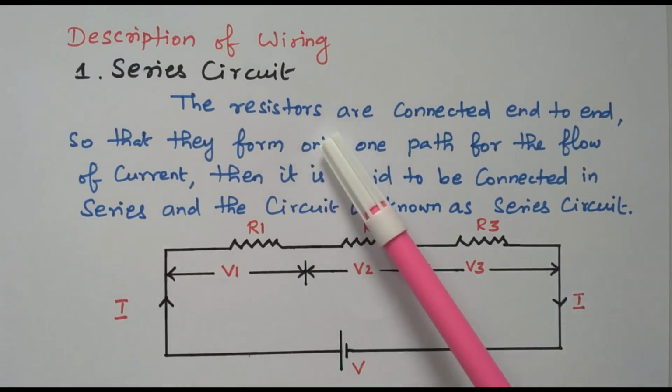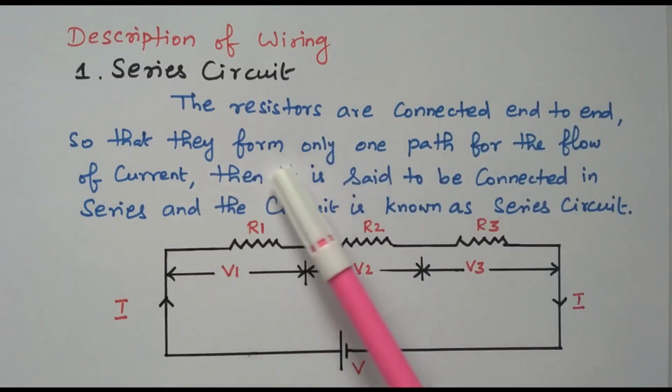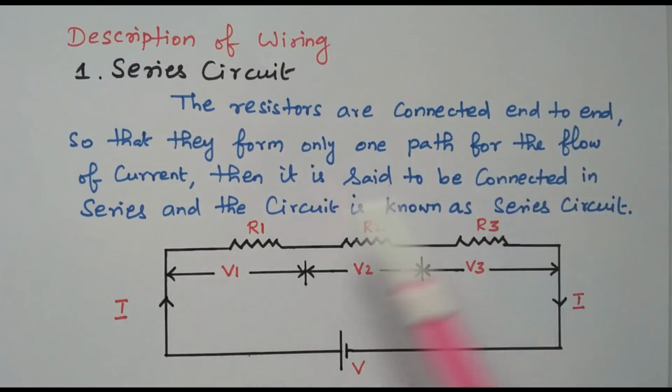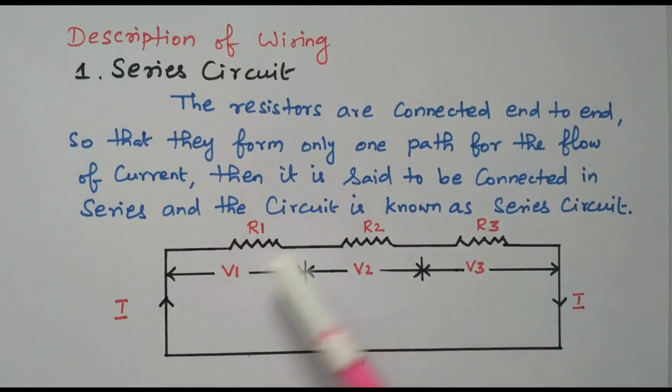So in the series, the resistors are connected end to end so that they form only one path for the flow of current. Then it is said to be a series connected and the circuit is series circuit. The voltage will be divided, current will be same, only one current is flowing.